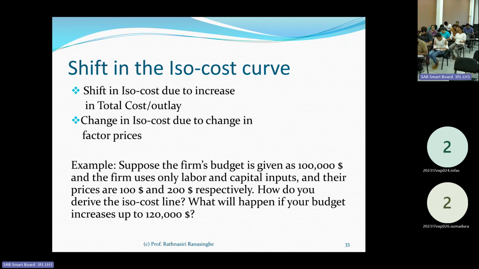That means it explains the total outlay of the organization, which can be compared on the factors of production at a given level of prices. The isocost curve gives the total outlay, and that will depend on the two factors of production, capital and labor.